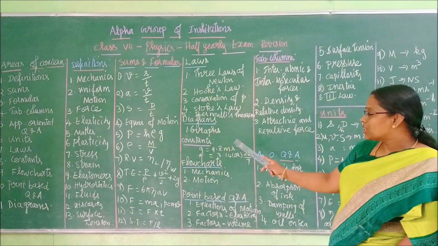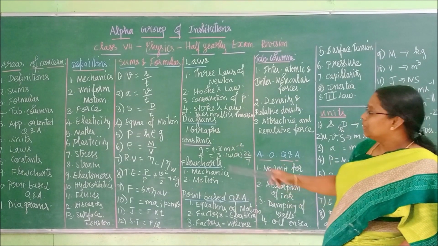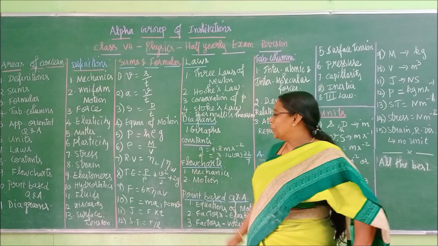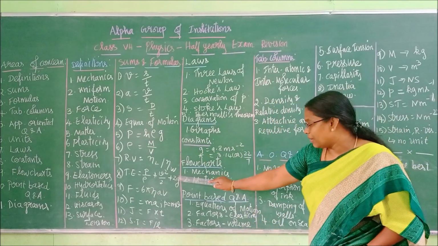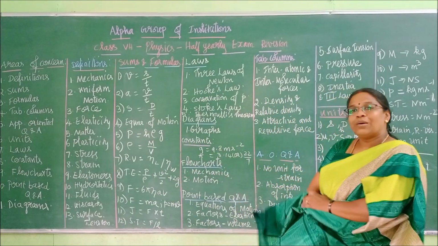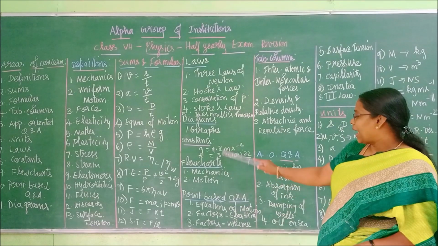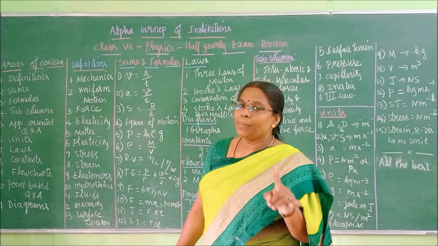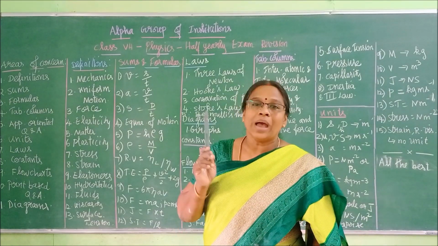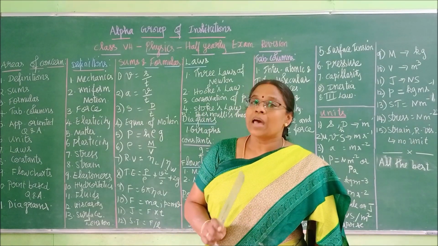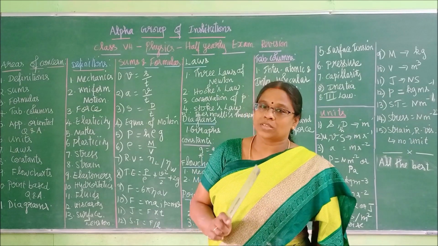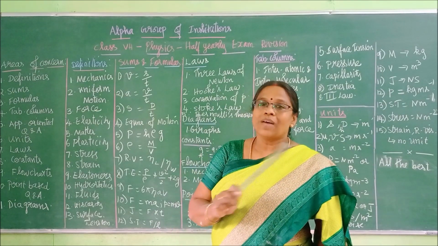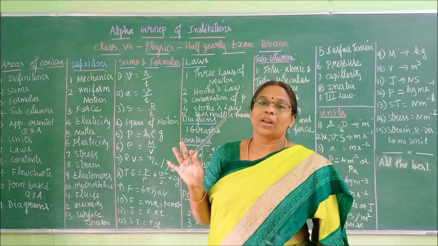Next, some constants we need to remember. In the 3 equations of motion, and in pressure is equal to h rho g, we have small g. So what is the value of small g? 9.8 meter per second square. This value won't be given in your question. You have to remember it. In the examination hall, don't raise this question. In the question paper, this value is not given. No value will be given. You have to memorize it.